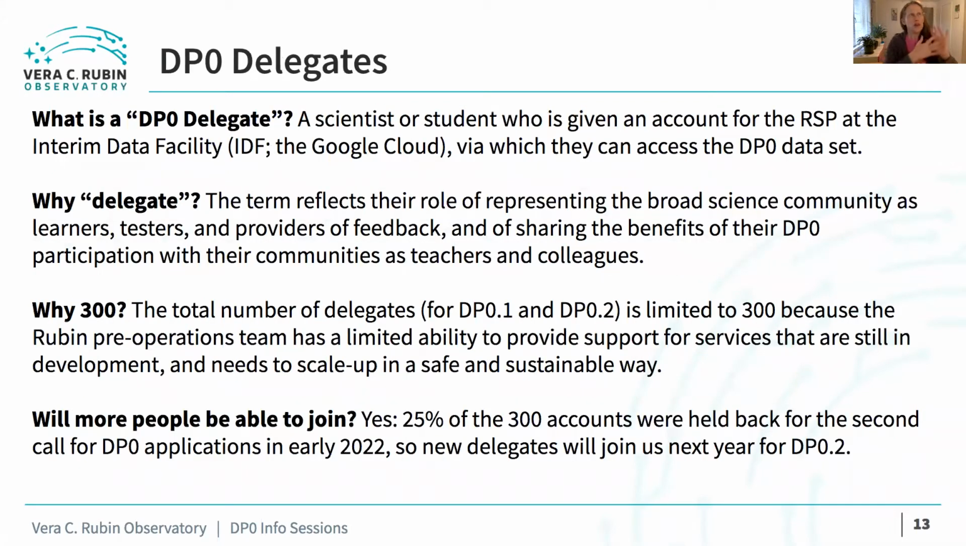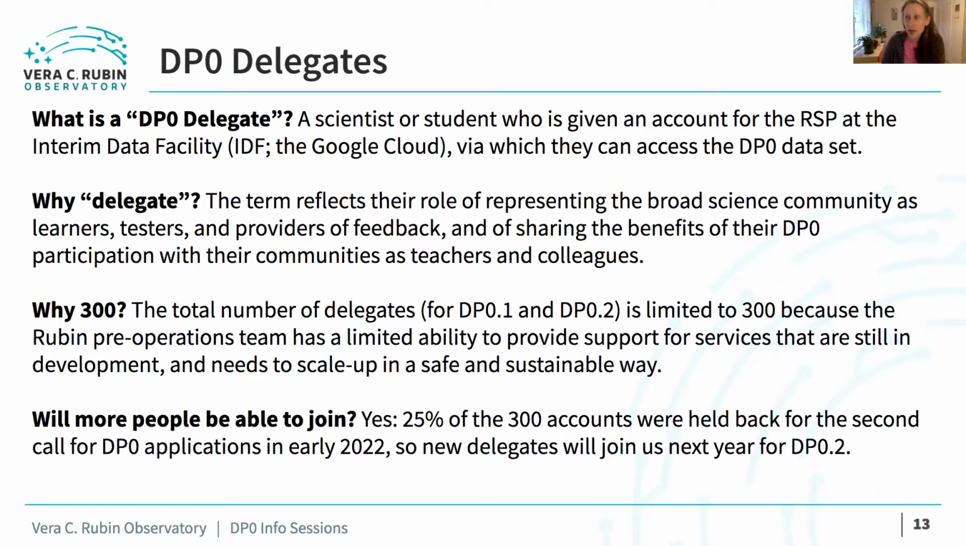So far we've heard about DP0 goals, the data set, the Rubin Science Platform and the version of it that you'll be using for your DP0 access. And so I wanted to come back and talk a little bit more about your role in Data Preview 0. So you are all Data Preview 0 delegates, and that means you're a scientist or student who is given an account in the RSP at the interim data facility, the IDF, which is the Google Cloud. So you might hear those terms used. And using this RSP account, you are able to access the DP0 data set. So that is the definition of a DP0 delegate.